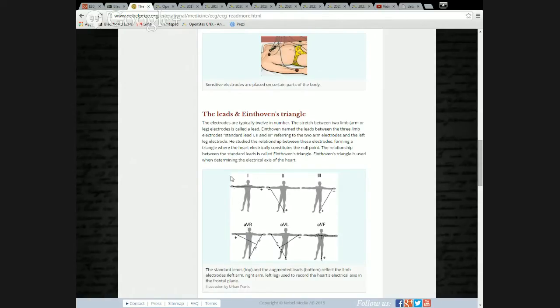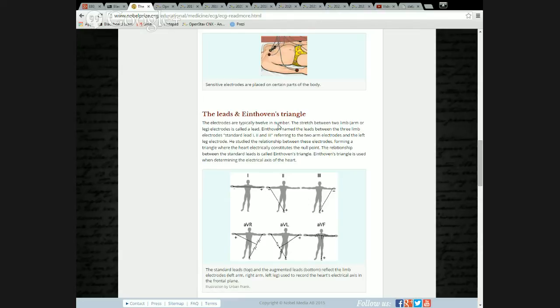So now we have the arms spread wide. But that basically defines three sides of a triangle. So right arm to left arm is one side, right arm to left leg is another side, and left arm to left leg is another side. That's a triangle. And that's what's called Einthoven's triangle. Einthoven's the guy that got the prize here.